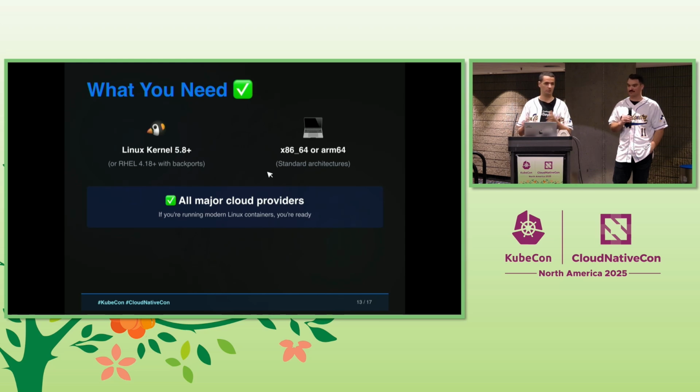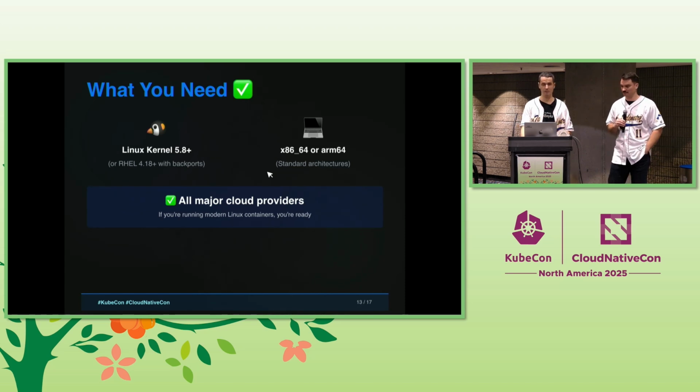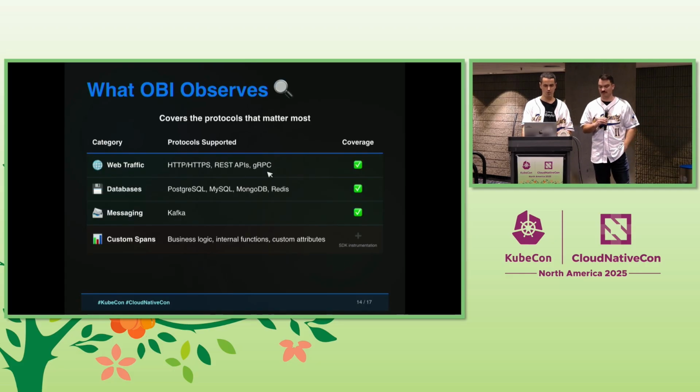And you need an Intel or ARM architecture of 64 bits, which are, I would say, 99.9% of the servers in production. This runs in all the major cloud providers: Amazon, Google, Azure, DigitalOcean, but any cloud provider giving you the opportunity or giving you the chance to install a modern Linux kernel with eBPF installed, it should work.